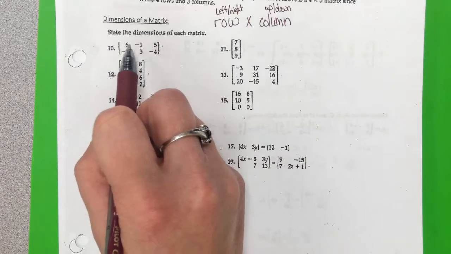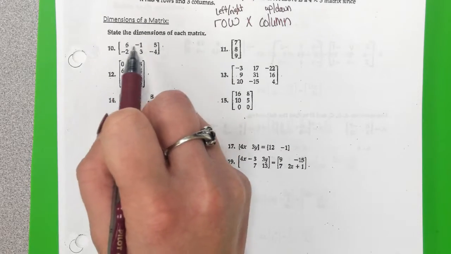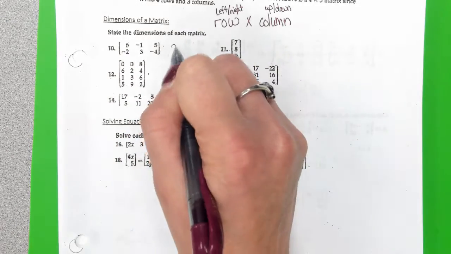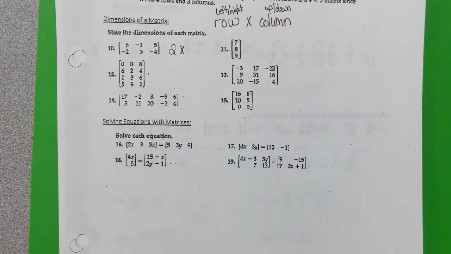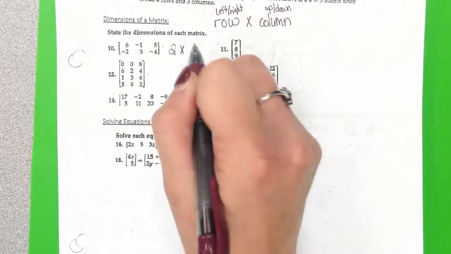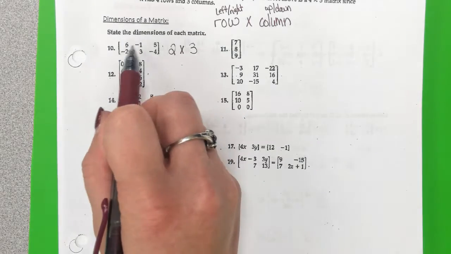So how many rows left and right are there here? How many rows? There are 2. And we always write the X for the times. There's 2 by, how many up and down columns are there? 3. There you go. Y'all okay? There's 2 rows left and right.